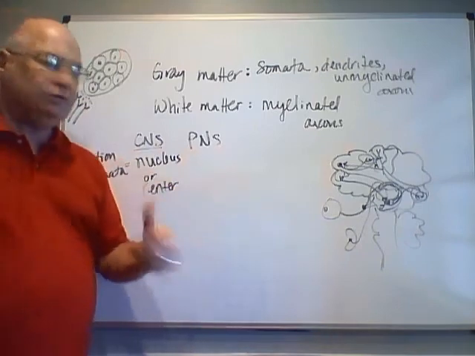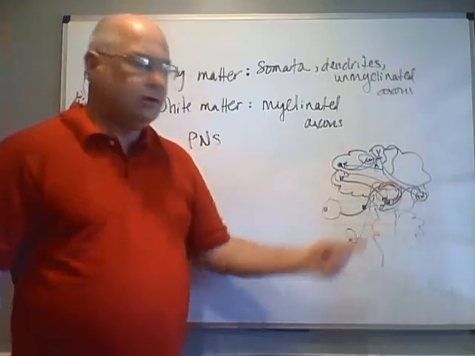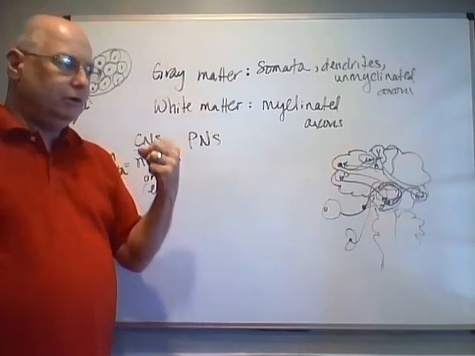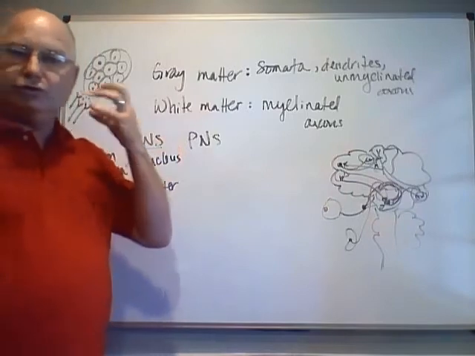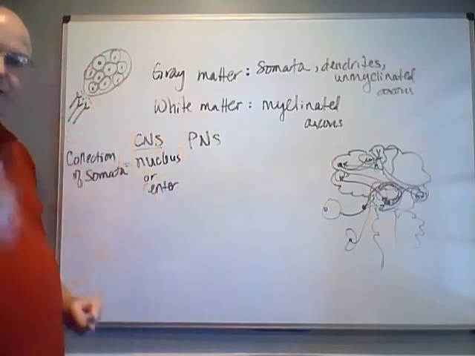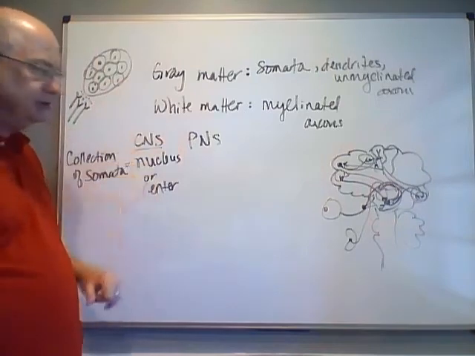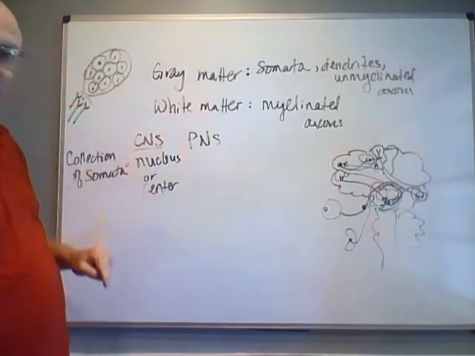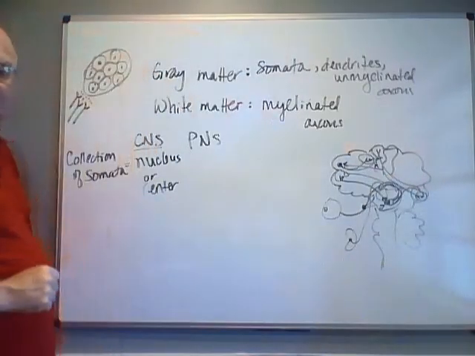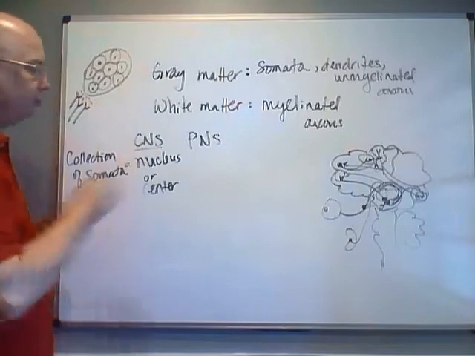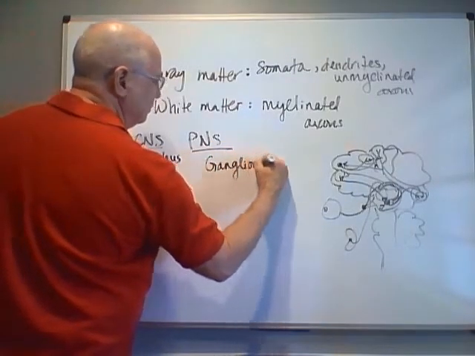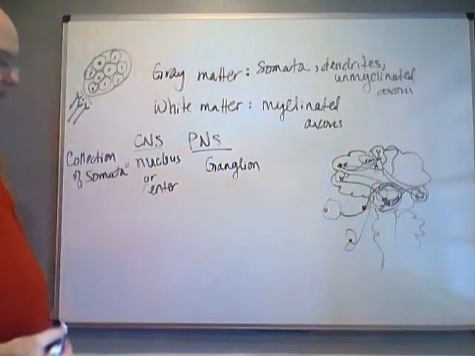One of the things we talk about is the visual center. We talk about the respiratory rhythmicity center, or the nucleus that controls some of your speech function. So we're talking about a group of neuron cell bodies. From here on out, when you hear me say nucleus or center, I'm not talking about the nucleus of a cell. I'm talking about a collection of neurons that process certain information. In the peripheral nervous system, we usually call that a ganglion, and plural would be ganglia.